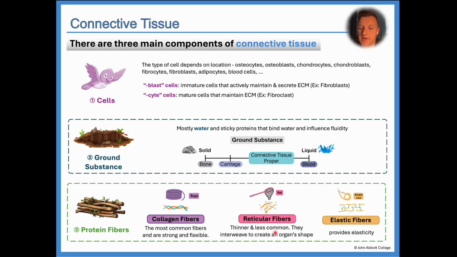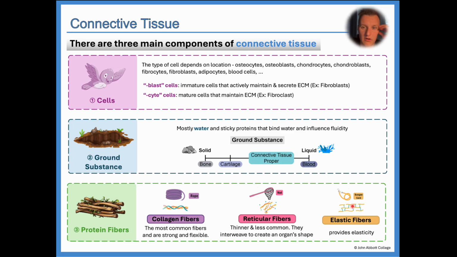So that's collagen. That could make very strong connective tissue if there's a lot of collagen, like strong hair. Reticular fibers are thinner and less common. They interweave to create an organ's shape. Here you see smaller little fibers and they form this net. They shape the organ a bit. Elastic fibers are more like bungee cords. They have this ability to recoil back, so that could be a type of connective tissue that bounces a little bit. We'll see where that might be useful. So this is what we have for our three main components of connective tissue.